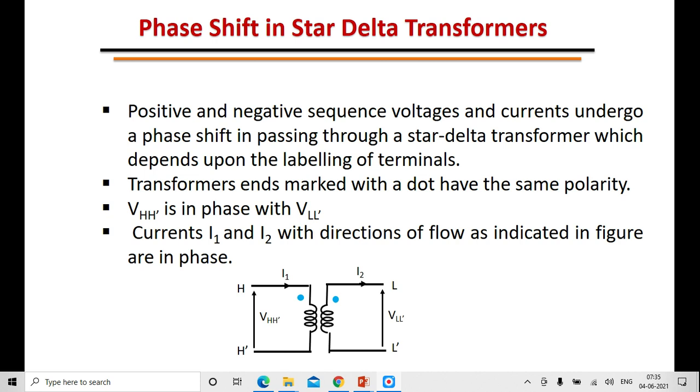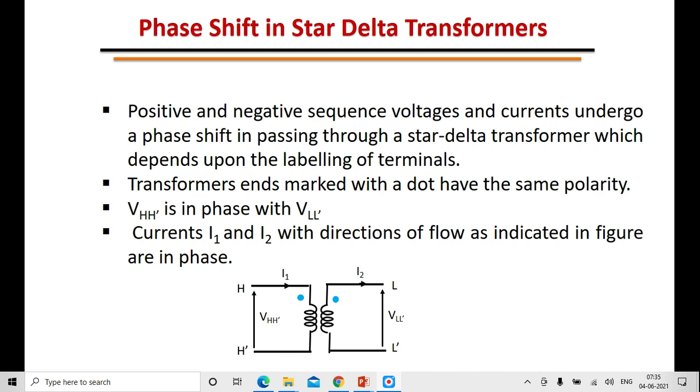transformer, which depends upon the labeling of the transformer. That is, the positive and negative sequence voltages and currents, if you are moving from star connection to delta connection, there is a phase shift. They are not in the same phase, because if one side is star connection and the other side is delta connection, then the positive sequence current, if you are referring to the star side, has a different phase shift in the delta side. That is what we are calling the phase shift. Similarly, it is applicable to the voltage and the current.